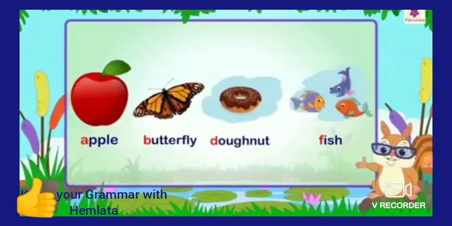Like suppose we can take so many examples. Apple, first A, then butterfly, then comes B, C. Have you found C here? No. So we can skip this letter C. Then we go on with the next letter. D, donut. And F, fish.